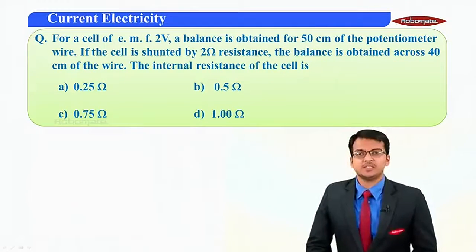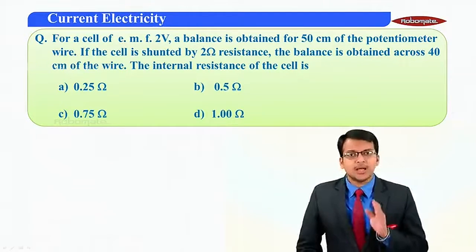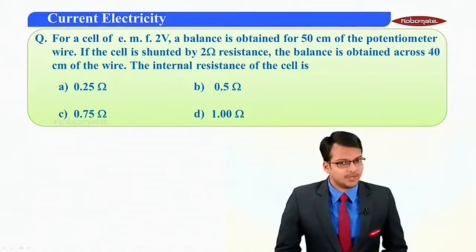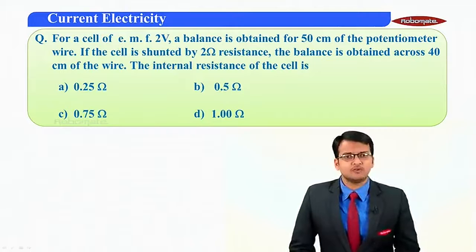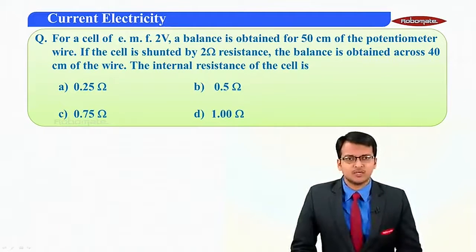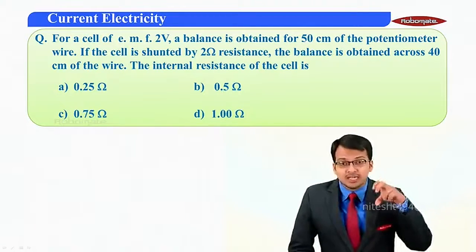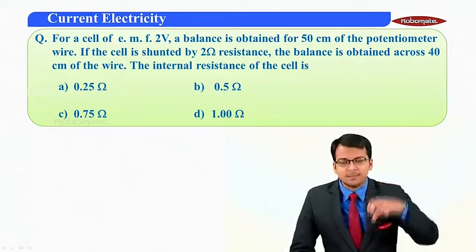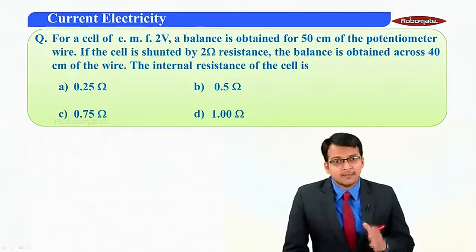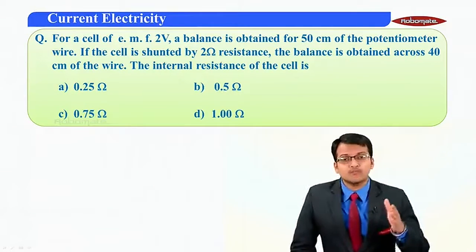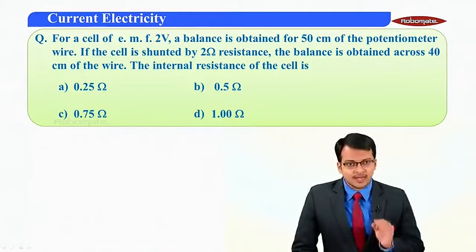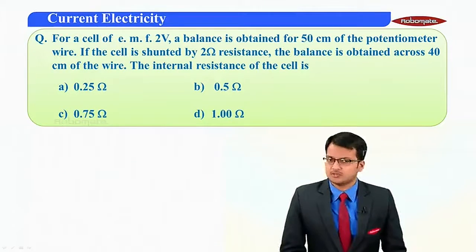The question is: for a cell of EMF 2 volts, a balance is obtained for 50 centimeter of the potentiometer wire. So when I connect a driver cell of 2 volts, the balancing length of potentiometer is 50 centimeter. Now, if the cell is shunted by a 2 ohm resistance, shunted means a 2 ohm resistance is applied parallel to the driver cell, the balance length is obtained at 40 centimeter, implying that the balancing length got reduced. I am supposed to find the internal resistance of the cell.